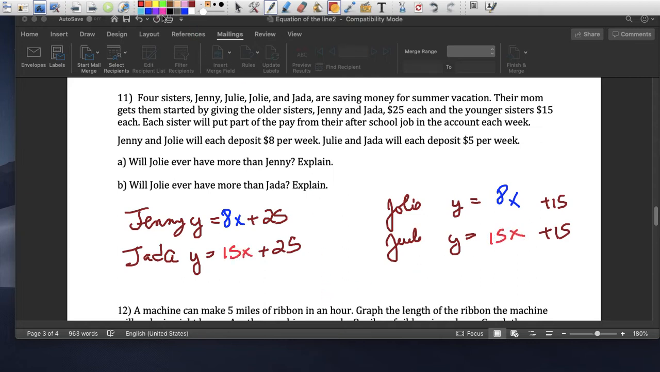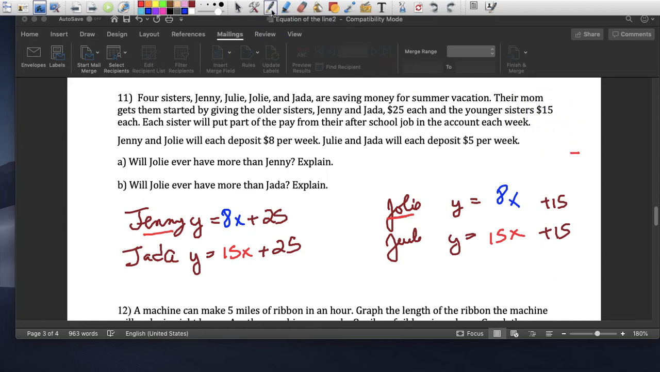So the first question was, will Jolie ever have more money than Jenny? No. Why? Because both of their slopes are 8. But the difference is that one starts at 15, the other starts at 25. So they're both parallel, and you can tell that the bottom line will never catch up to the first line because they're both parallel. Okay, so they're never gonna touch. It's not like all of a sudden it's gonna cross the other way. And that's the reason why Jolie will never have more money than Jenny.